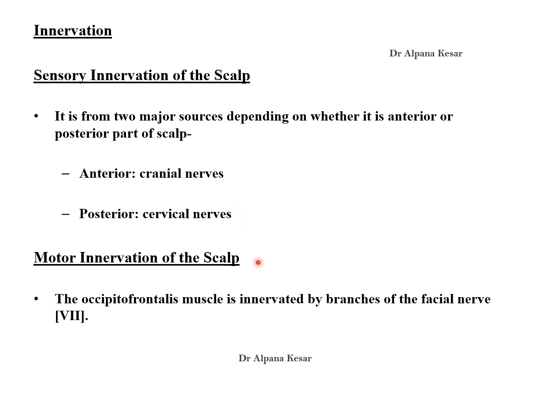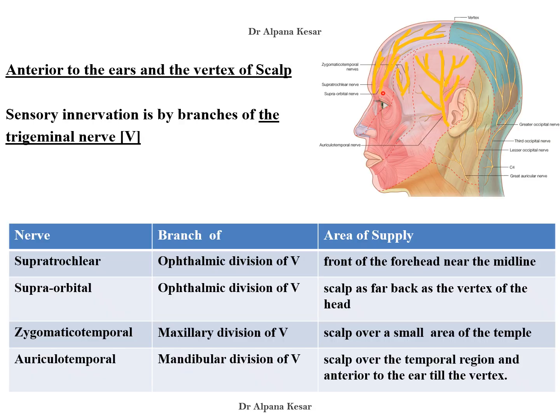The motor innervation of the scalp, or the nerve supply to the muscles of the scalp: the occipitofrontalis muscle is innervated by branches of facial nerve. Sensory innervation of the anterior half of the scalp is by branches of trigeminal nerve. There are three branches of trigeminal nerve that supply the anterior half of the scalp. They are ophthalmic nerve, maxillary nerve, and the mandibular nerve.